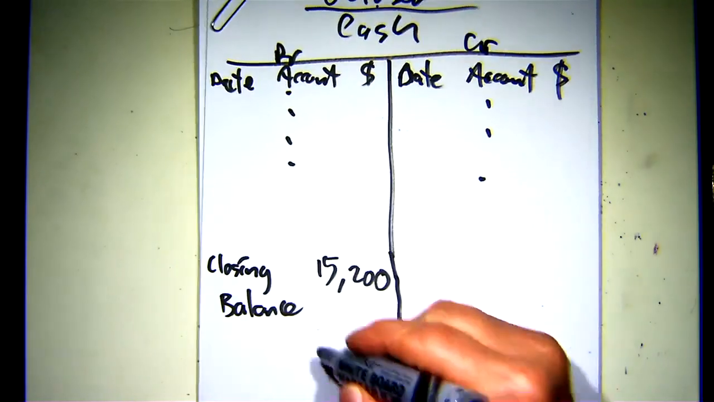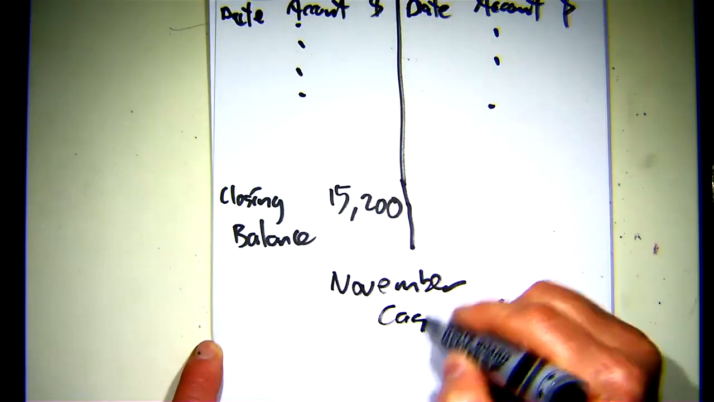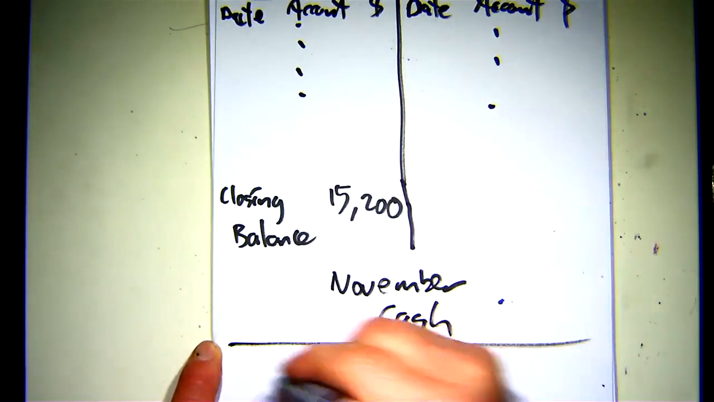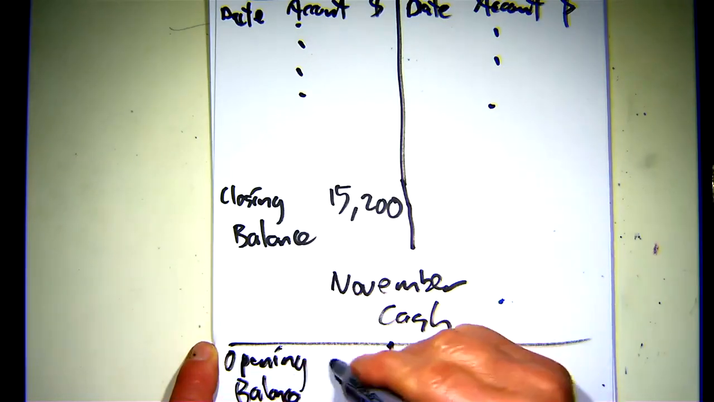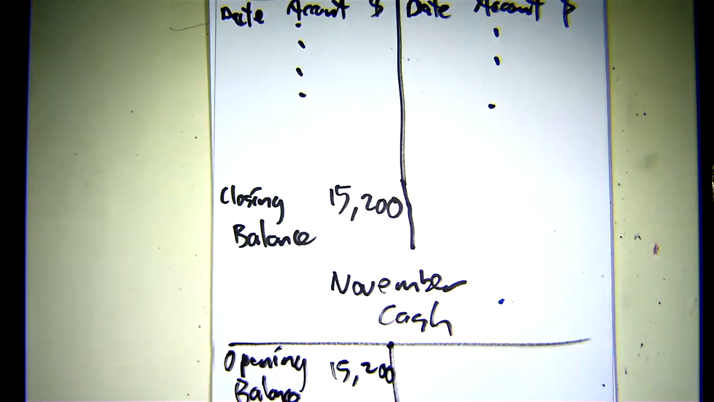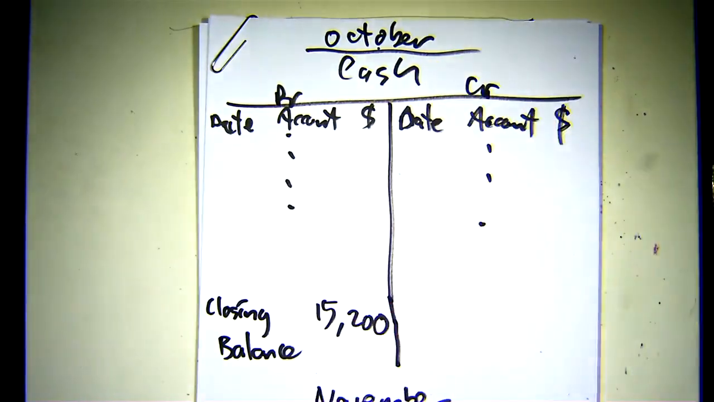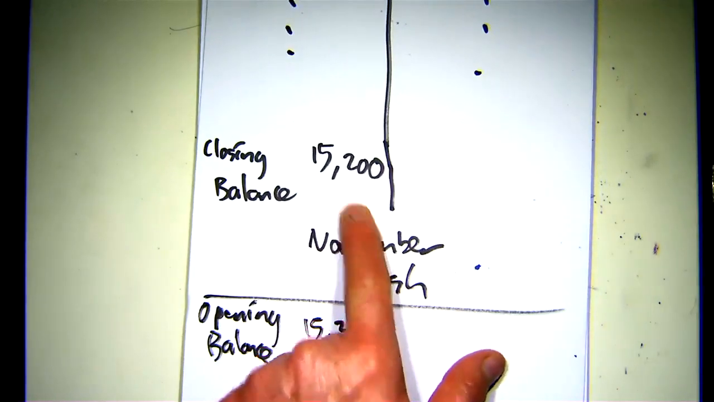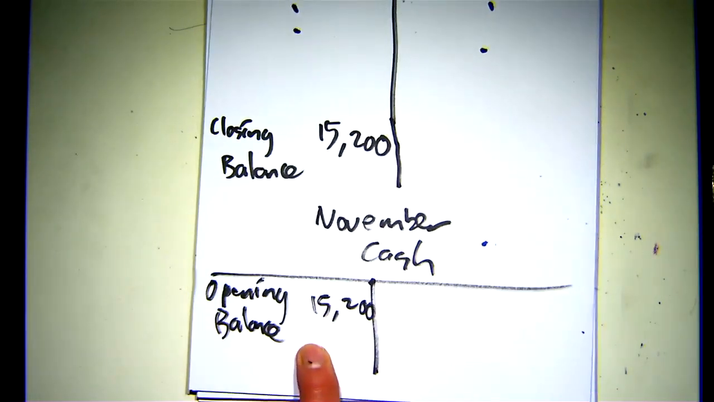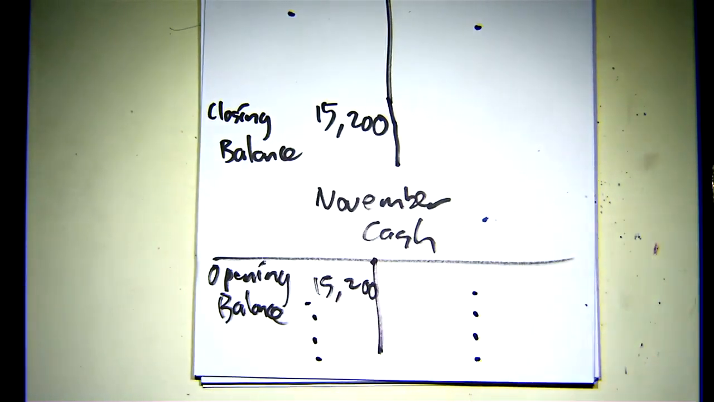And then in November I have cash, and then I'll have an opening balance of 15,200. So this is an example on the slide, where it looks like we began business in October, and then we posted all our transactions to cash. We have a closing balance of 15,200, and then for November the opening balance is 15,200. And again, we do a similar process. We'll post all the transactions, debits and credits, and we'll finish with a new closing balance at the end of November.